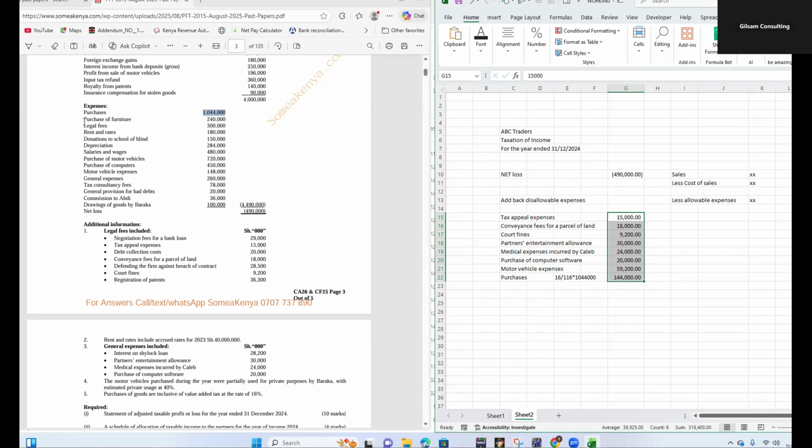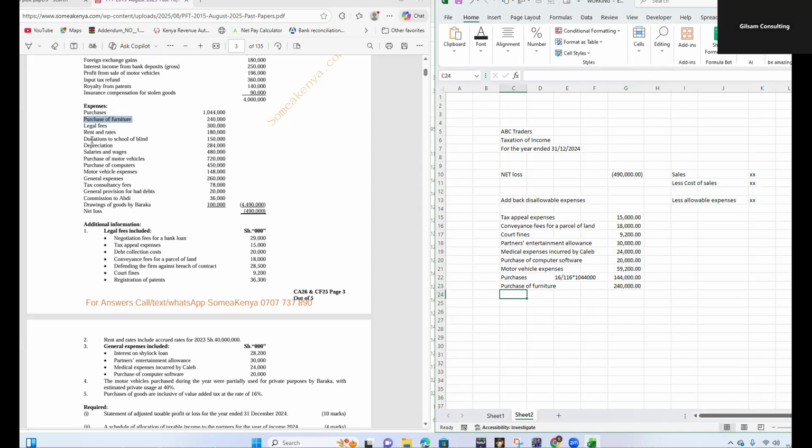Number two, purchase of furniture. Furniture is not an expense. It is an asset. You could have debited the furniture account instead of debiting the profit and loss. So we disallow the entire 240,000.